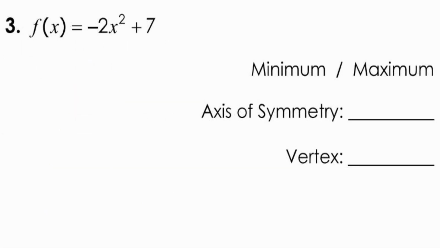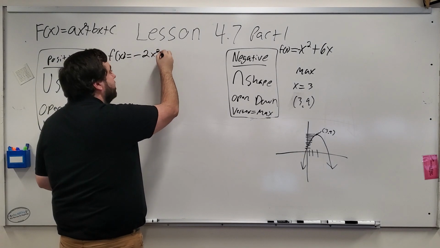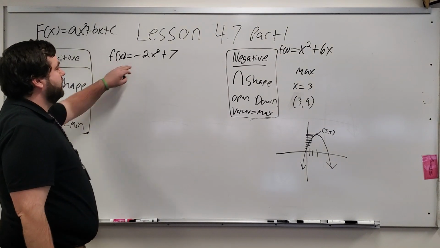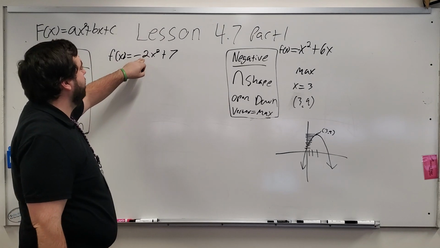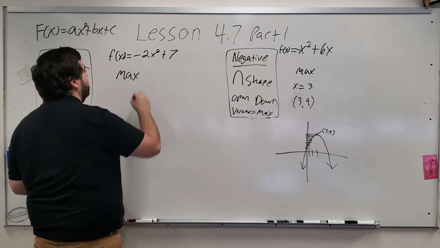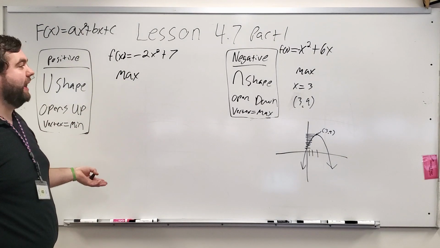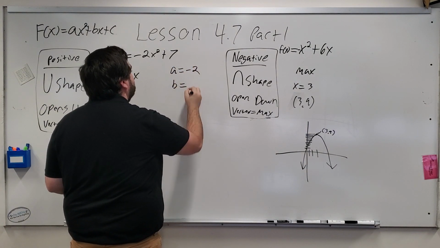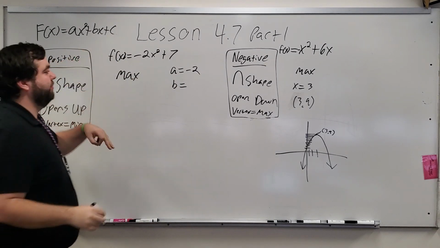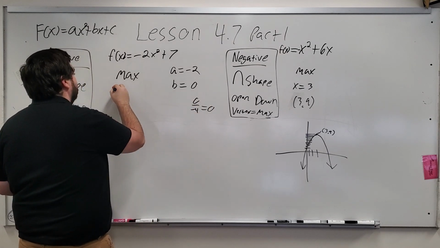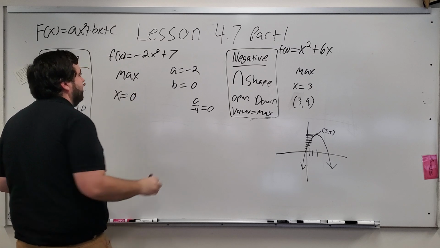So for number 3, we have 3x is equal to negative 2x squared plus 7. Okay, so go through the steps. Is it a maximum or minimum? Well, what is my a? My a is negative 2, so it's going to be a maximum. What is my axis of symmetry? So a is equal to negative 2, b is equal to, well, there is no x term, so it's 0. So I have 0 divided by negative 4, which is 0. So my axis of symmetry is going to be x equals 0.